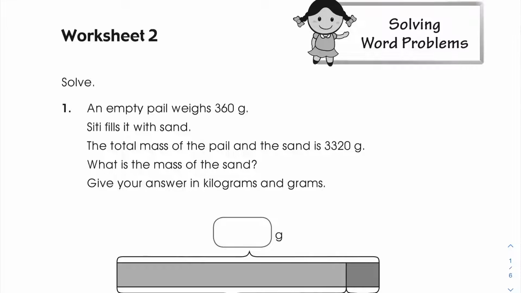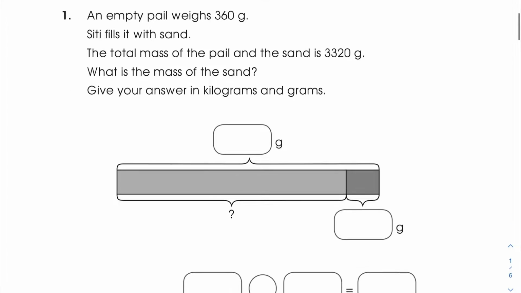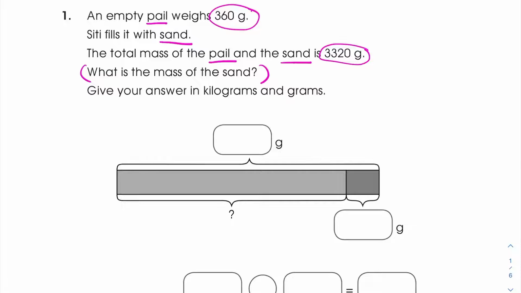Okay, now we come to worksheet 2, word problems on mass. Question 1, let's take a look. An empty pail weighs 360 gram. City fills it with sand. The total mass of the pail and the sand is 3,320 gram. So we need to find the mass of the sand, okay?